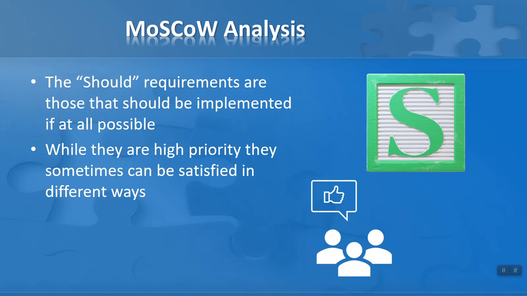Then we come to the S. And this S stands for should, and for most projects, the S requirements are going to be implemented. So the should requirements are those that should be implemented if at all possible. There may well be some reason why they might not be done, such as, for example, too expensive, but they should be done most of the time. They are high priority, but they can be satisfied in different ways. And again, these should be agreed in your teams or in your groups.